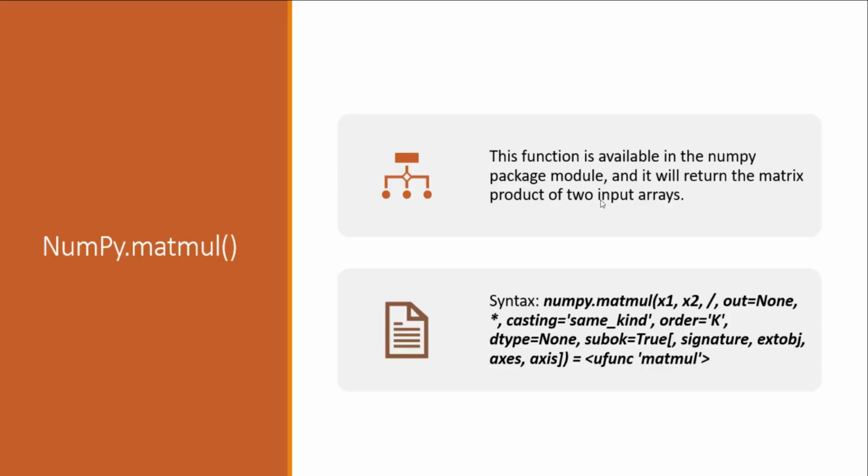This function takes mainly two parameters, and it returns the matrix product of the two given arrays. The first parameter, x1, indicates the first input array, and the second one, x2, indicates the second input array. Now let us see an example of how to use the np.matmul function with a two-dimensional array as an argument.